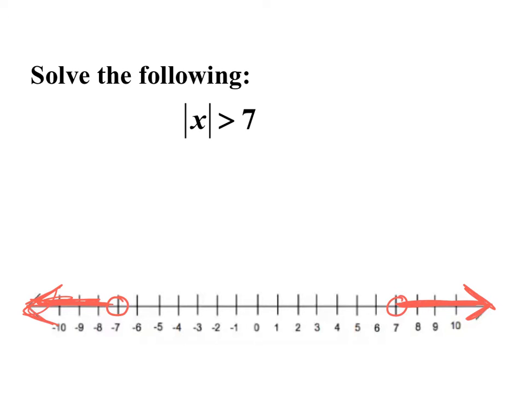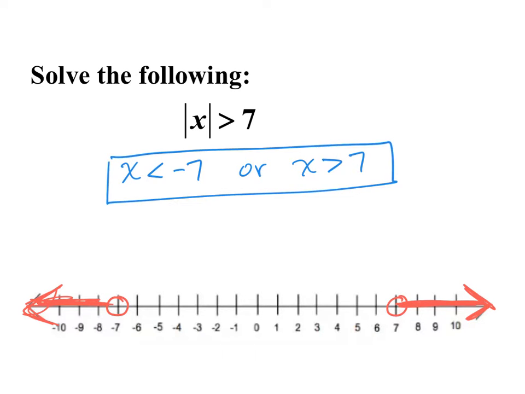So when we go to write the solution to this absolute value inequality, we're going to write the union of two sets. We're going to say all the numbers that are less than negative 7, to the left of negative 7, or all the numbers that are to the right of positive 7. So that is our solution set. Again, it's the numbers that we have shaded in on the number line here below.